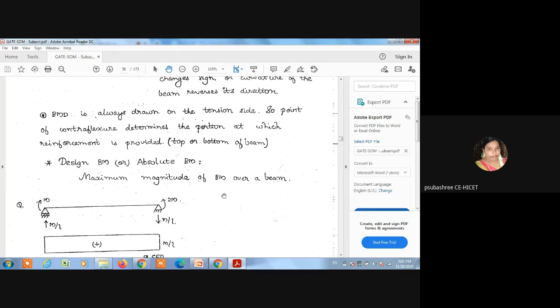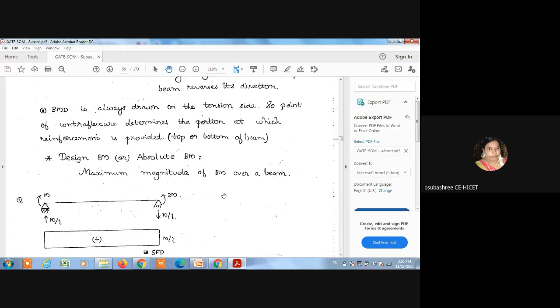Then another one is absolute bending moment. The absolute bending moment means the maximum magnitude of bending moment over a beam. So the maximum bending moment is also called the absolute bending moment. Is it right?